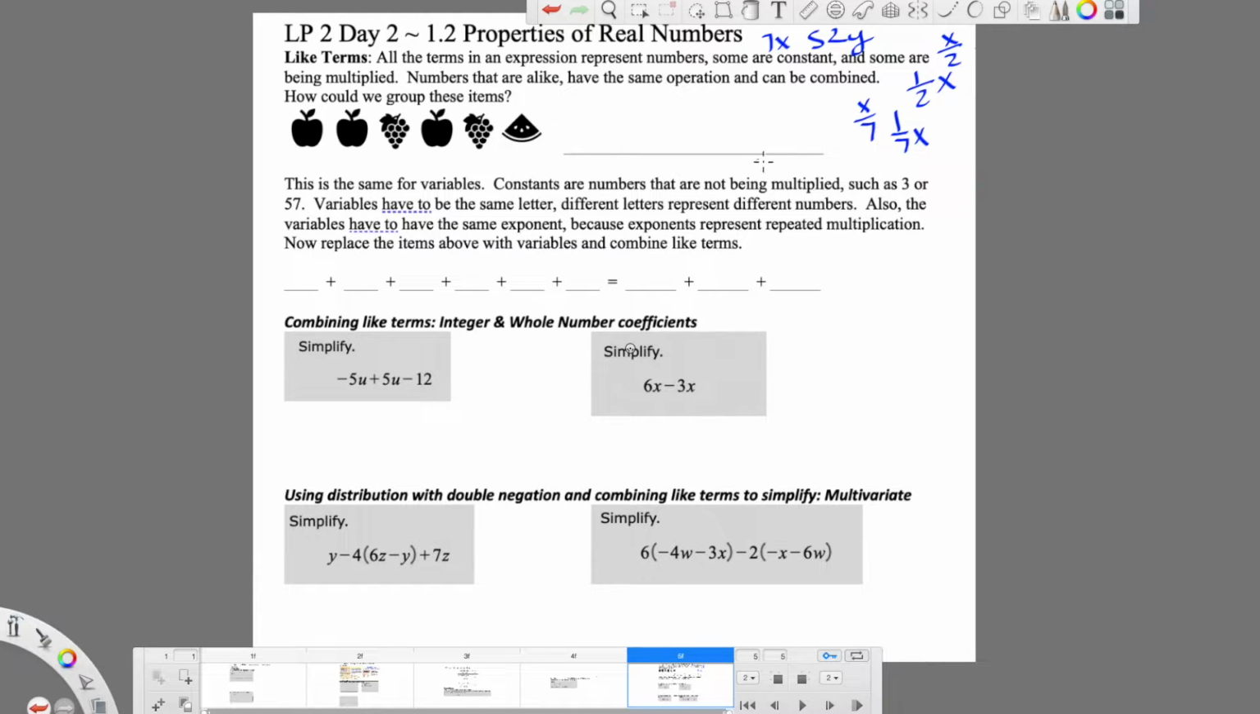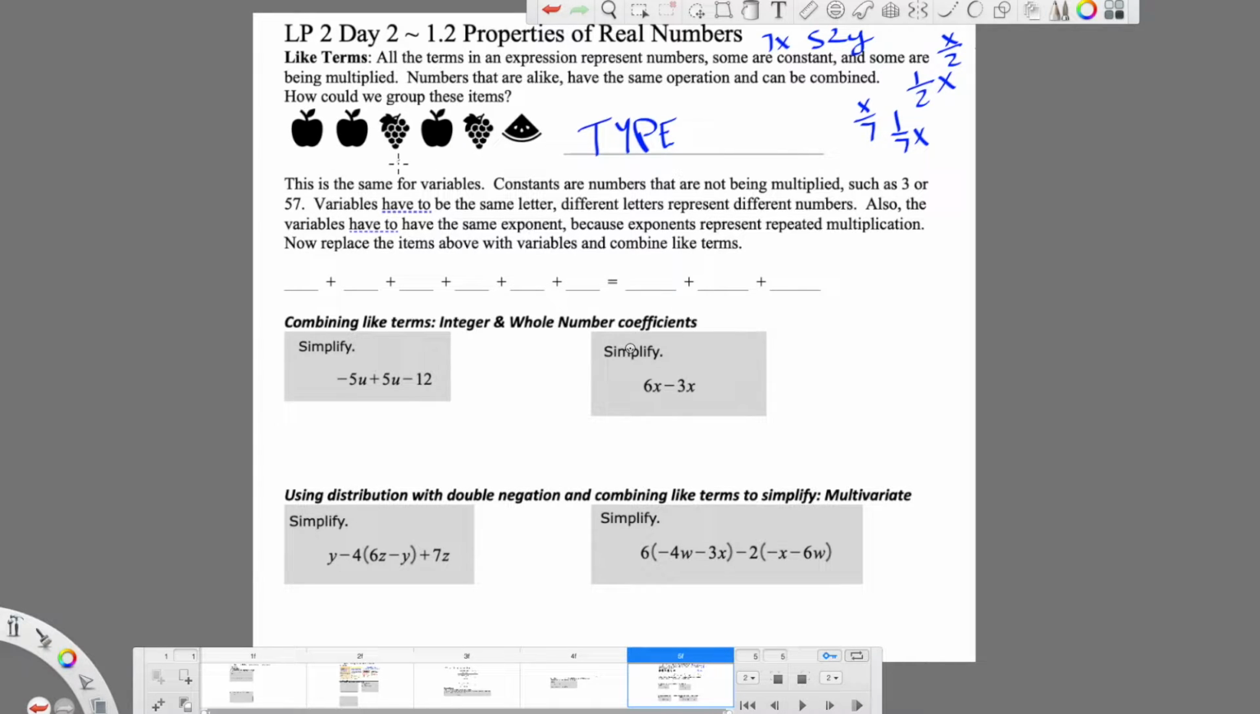All right, so now we're just going to look at this little group here and say, okay, how could I group these items that we see below? So hopefully we all recognize that these are fruit, and so we have different types of fruit. So I could definitely group them by type, right? So I have apples, I have grapes, and I have watermelon.